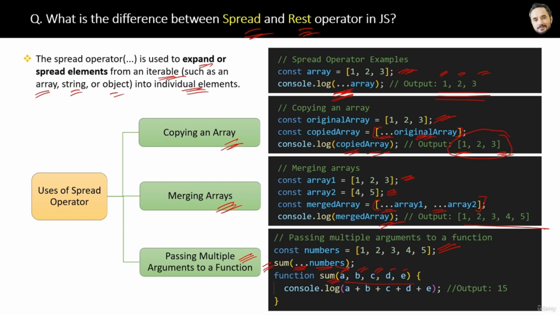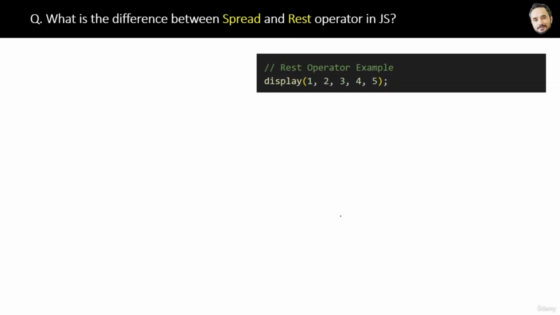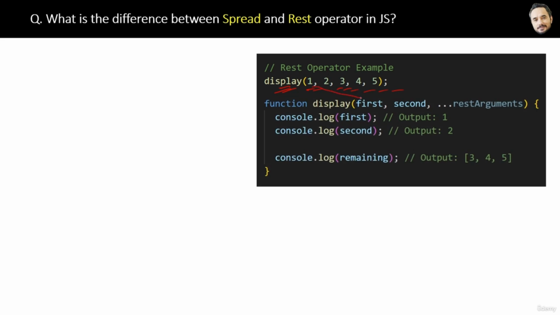Okay. So this is the whole story about the spread operator, where we are just spreading a single array into multiple individual elements. In most cases we use spread operators, but in very few cases we also use rest operators. Okay, so let's quickly explore that also. Here you can see we are calling a function display with a few arguments. Now in the function body we can receive the arguments in a partial way.